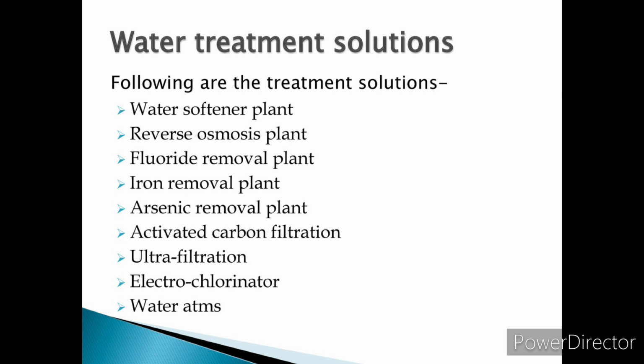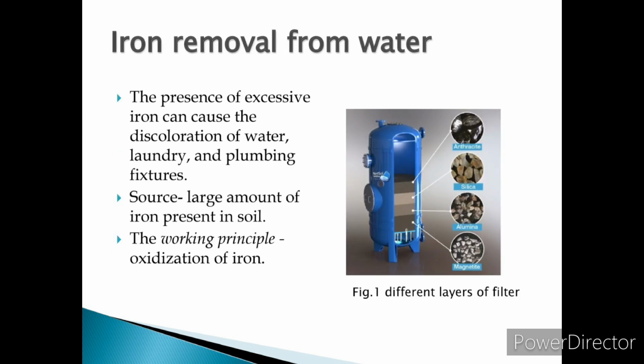On the screen, we are seeing the different water treatment solutions which are present: water softener plants, water ATMs, ultrafiltration techniques, iron arsenic removal plants, fluoride removal plants, activated carbon filtration, etc. The first and foremost is iron removal from water. The presence of excessive iron can cause discoloration of water, laundry, and plumbing fixtures.